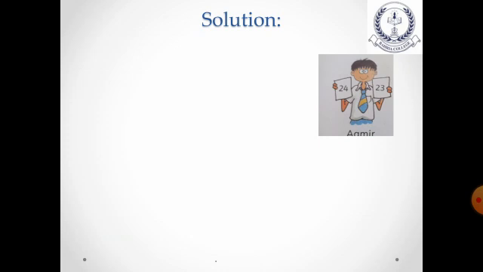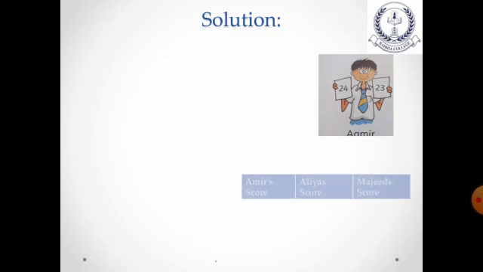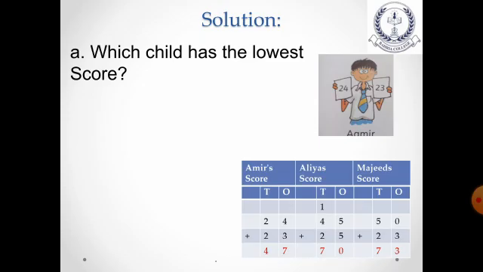Here you can see the picture of Amir. Here comes the question. Which child has the lowest score? Among all the children, there were three children, Majid, Amir and Alia. Amir was having the lowest score, that is 47. So his score is 47. You can see in the picture as well.